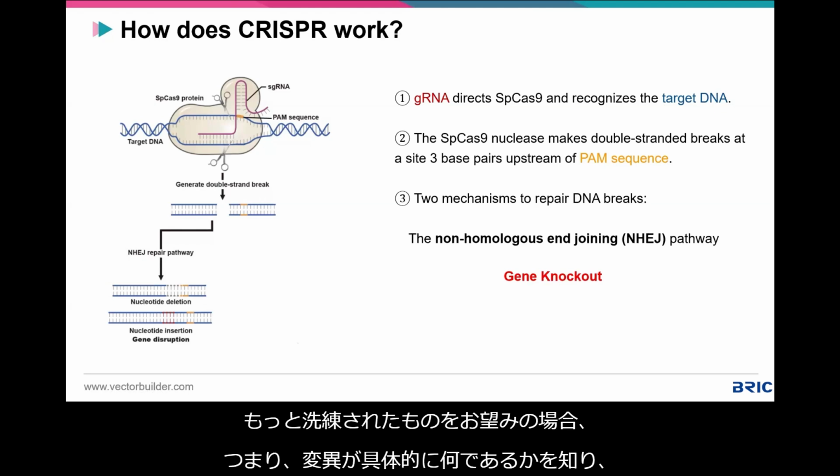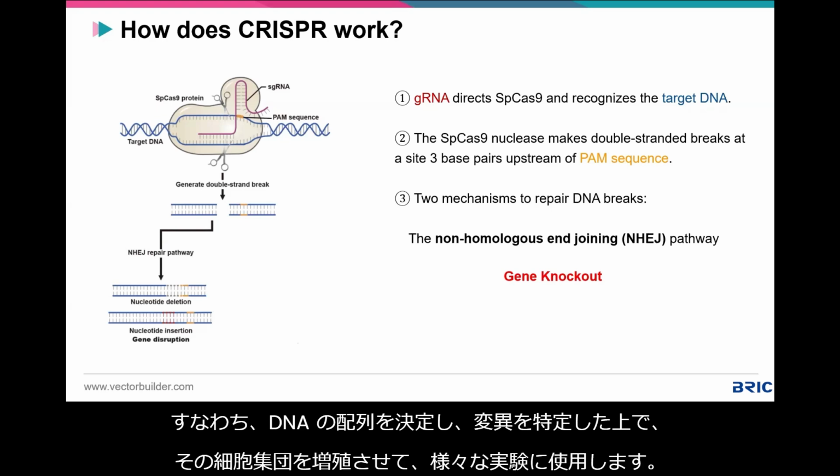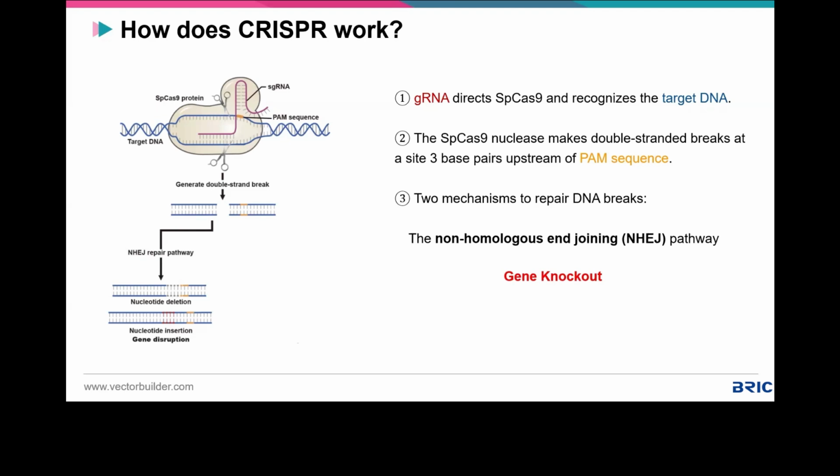So if you want something more sophisticated, if you want to know specifically what the mutation is and use it for more sophisticated experiments, you may want to isolate single clones, sequence the DNA, understand what the mutation is, grow that cell population, and then use that for different experiments.